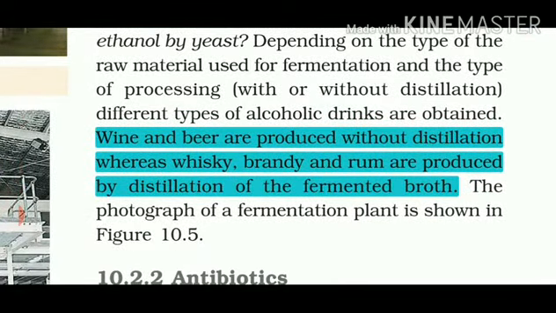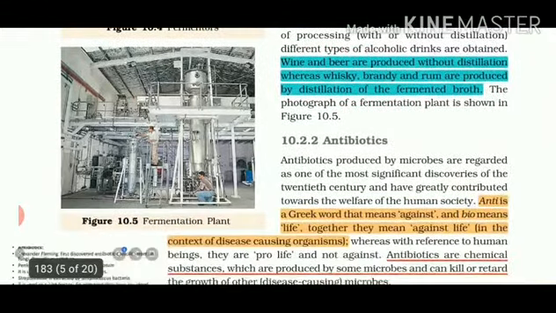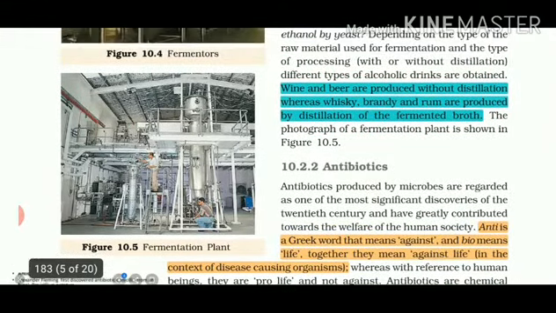So either with distillation or without distillation, we can prepare different kinds of alcoholic drinks. Here it is written, being highlighted, wine and beer are produced without distillation, whereas whiskey, brandy, rum are produced by distillation methods. You can see the picture of a fermentation plant. So these are the big containers or vessels. They are also called fermenter vats, which are used for the distillation process.